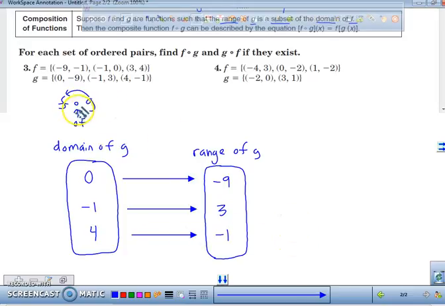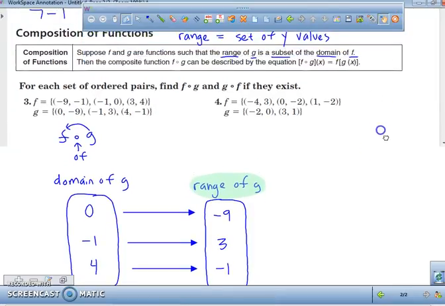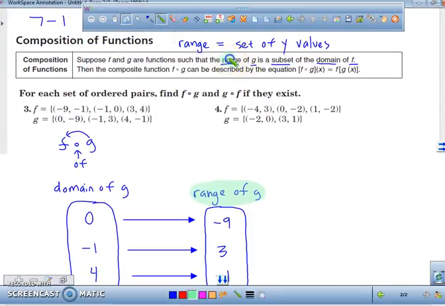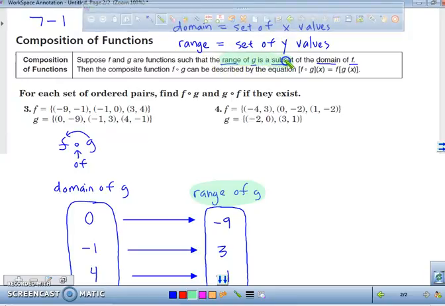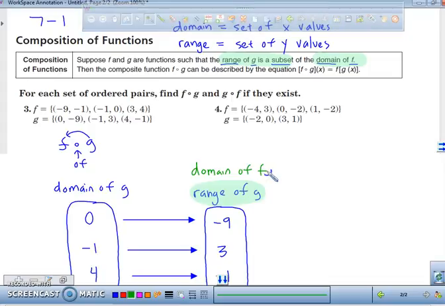So 0 goes with -9, -1 goes with 3, and 4 goes with -1. So when I'm finding F of G, I start by listing the domain of G, which leads me to the range of G. Now I'm going to highlight something. It's very important that we pay really close attention to the range of G. I'm going to go back up to the vocabulary. It says, such that the range of G is a subset of the domain of F. So right above where it says range of G, I want you to write the words, look for the domain of F.